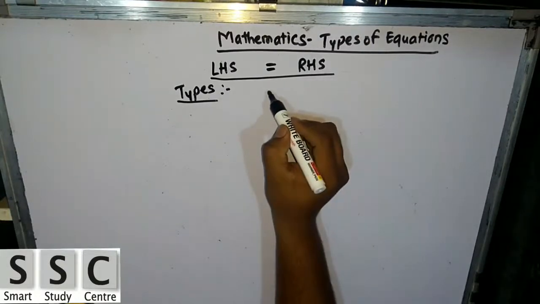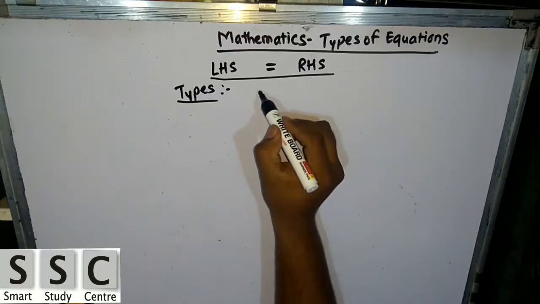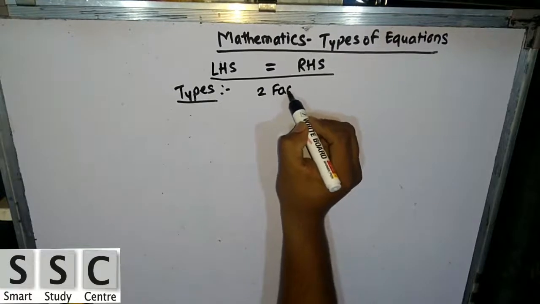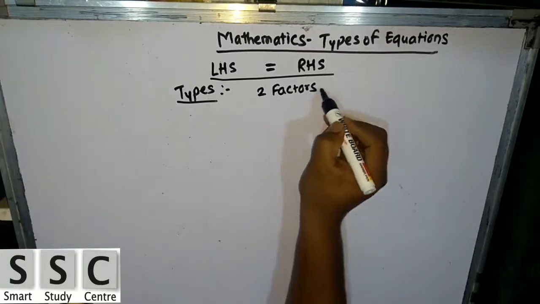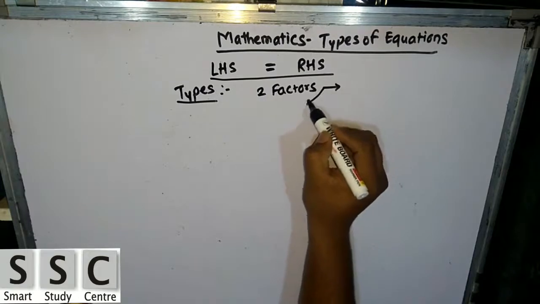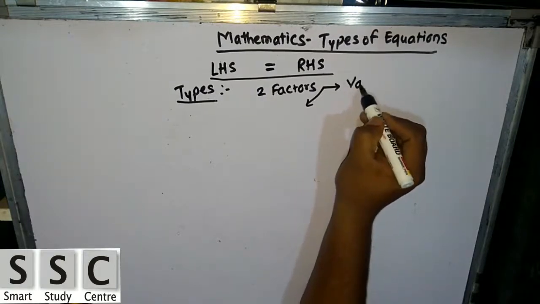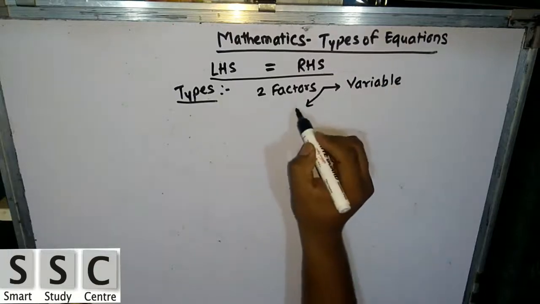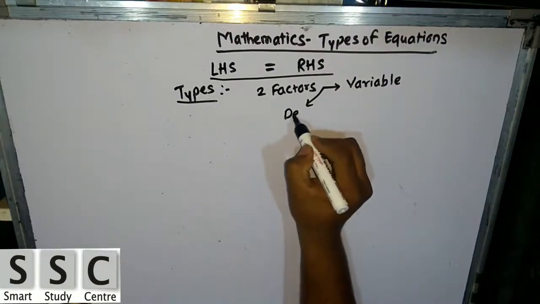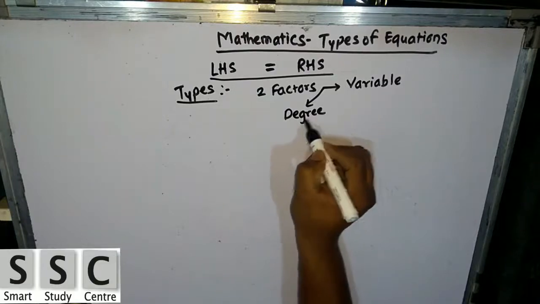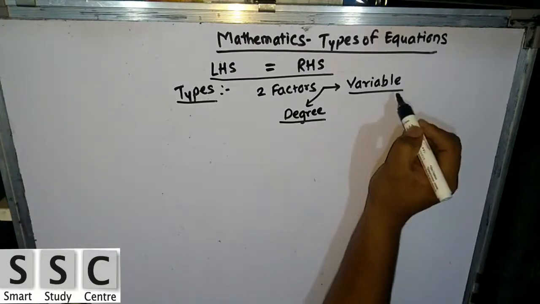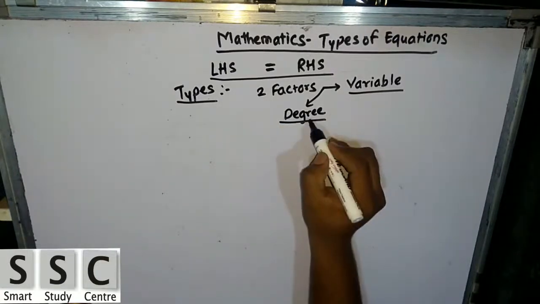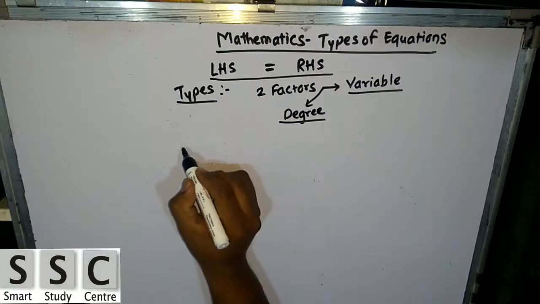Now, types of equations are dependent upon two factors. One is how many variables the equation has, and the other is what is the degree of the equation. Now, before we go ahead with the types of equations, let me explain what is a variable and what is degree.